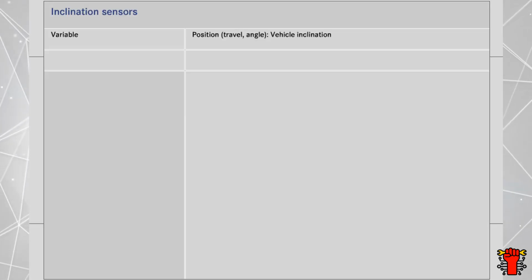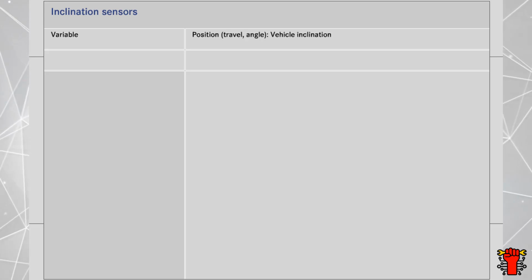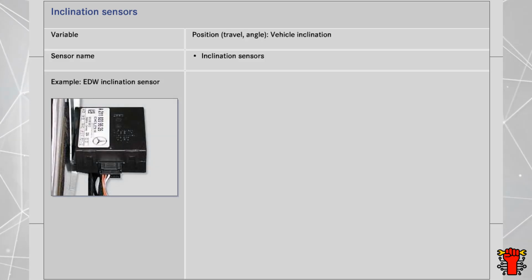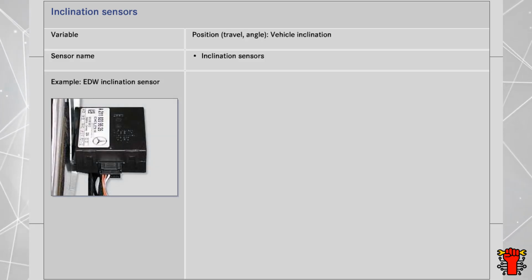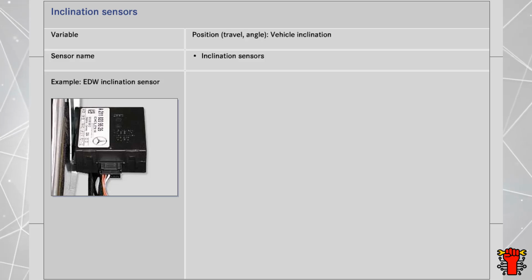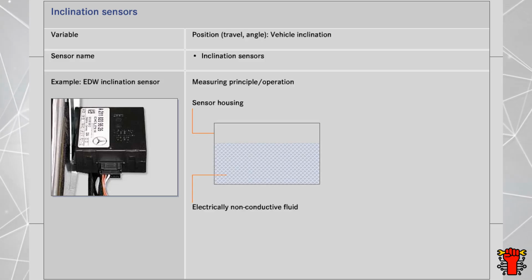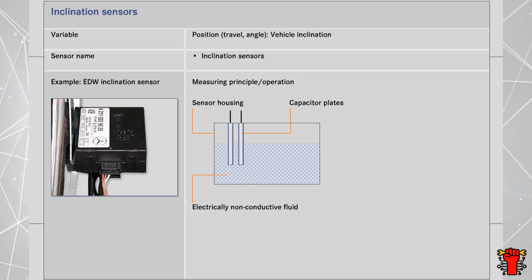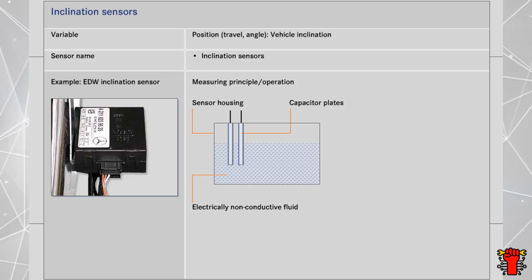Finally, there are the sensors which register the position of the vehicle. These include the inclination sensors. One example is the inclination sensor for the anti-theft alarm system, which is located in the control module housing. The sensor consists of an enclosed housing which is filled with an electrically non-conductive fluid. Protruding into the fluid are two metal plates which together form a capacitor.